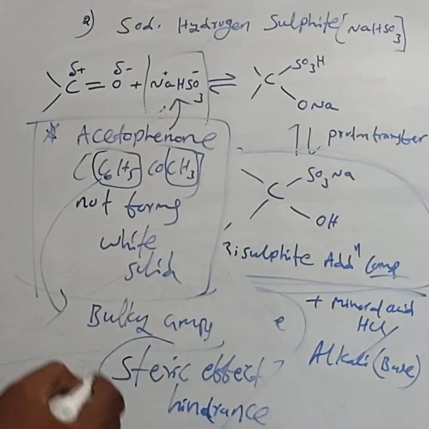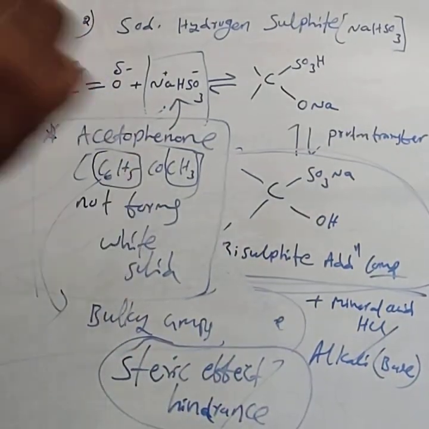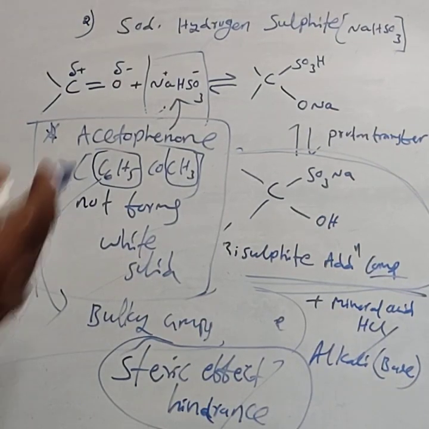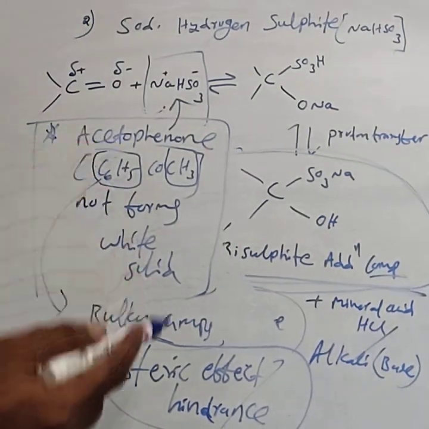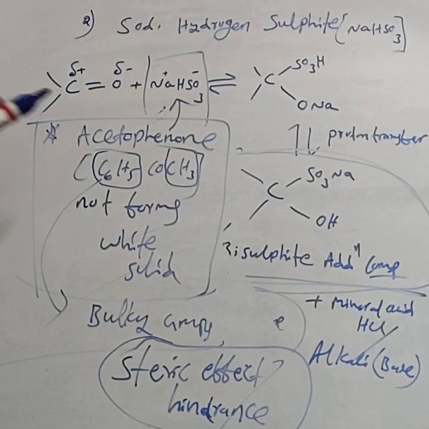Due to steric effect or steric hindrance, acetophenone does not form the white solid. For one mark, just write: due to steric effect or steric hindrance, acetophenone does not form the white solid with sodium bisulfite. This is also very important for a one-mark point. In the next class, you consider the other addition reactions.